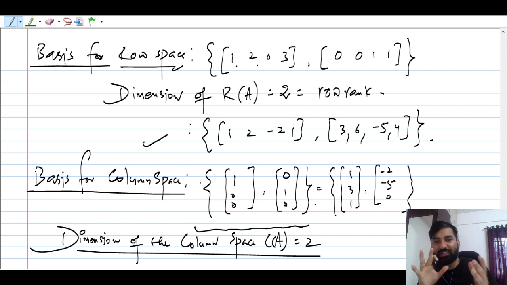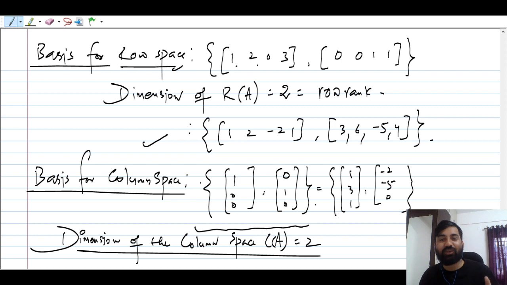So you can see here the rank has got many definitions, right? Rank has got many definitions. See, rank is nothing but the dimension of column space. Rank is nothing but the dimension of row space. So rank has got many definitions. That's what I want to highlight here.